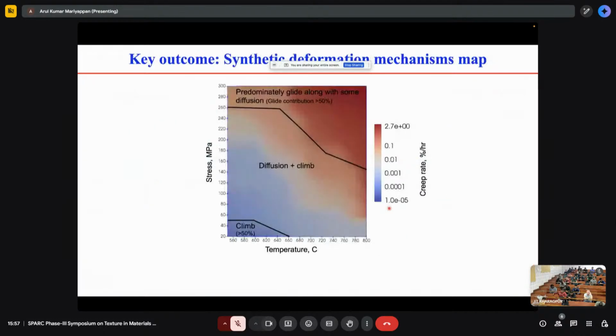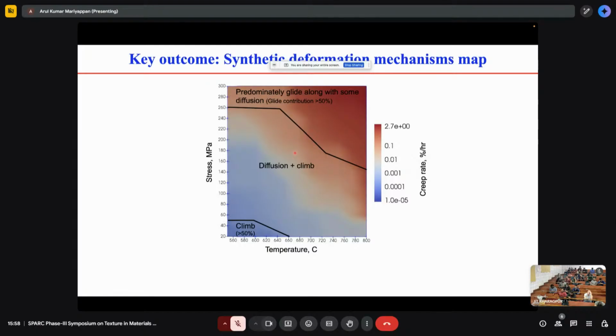The first key outcome, I would say, is called synthetic deformation mechanism maps. What I have here is x-axis temperature, y-axis stress, and here the color scheme tells you what steady state creep rate we are going to have for various combinations of stress and temperature. If you think of it, getting this kind of a large database on the creep responses from experiment is not possible today, because it may need huge resources, and maybe a few years to tens of years, maybe 10 years, to build this database from experiments.